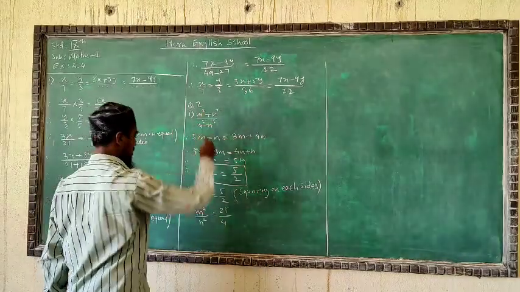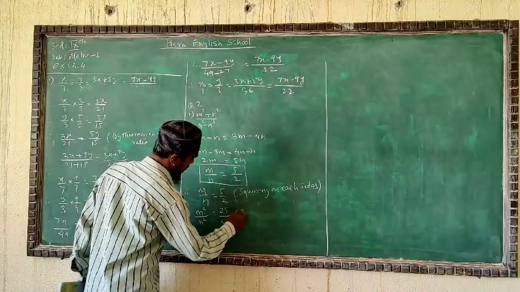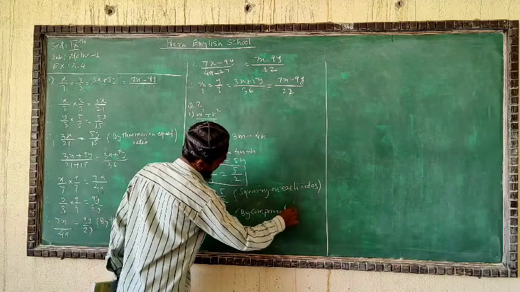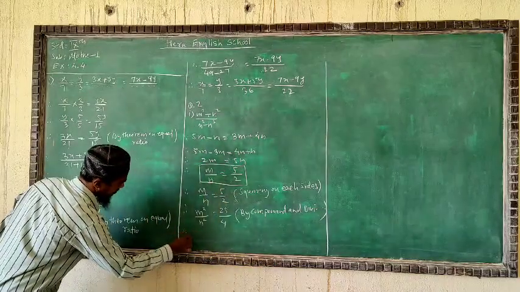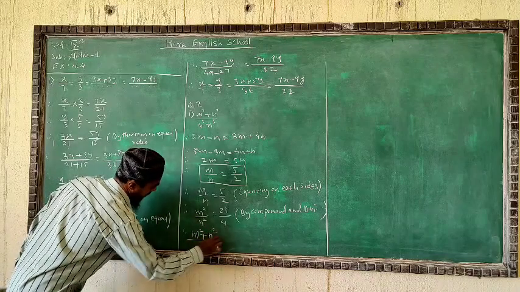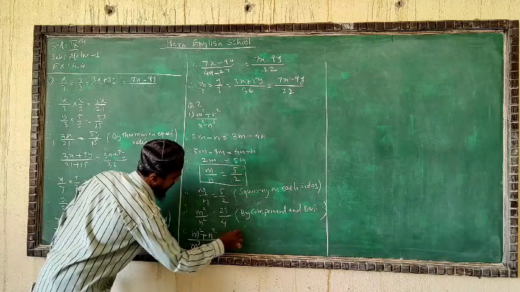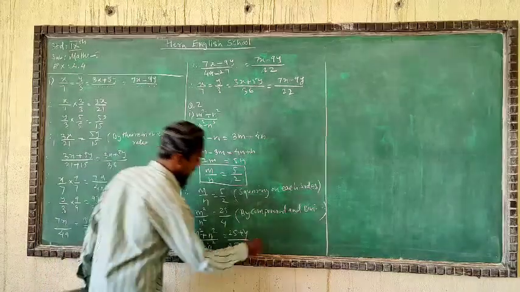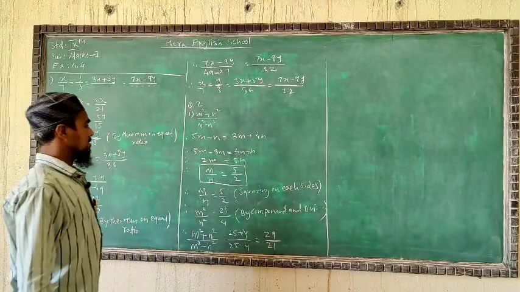Here addition and subtraction. The last time we have seen componendo and dividendo, so we'll apply this one. We'll write here by componendo and dividendo. Now means here m square plus n square and downside m square minus n square. You will get here 25 plus 4, 25 minus 4. 25 plus 4 you will get here 29 and minus you will get the 21. Okay, this is your answer.